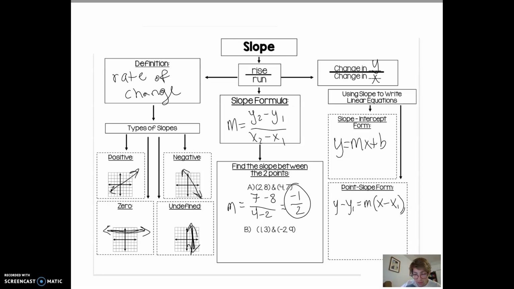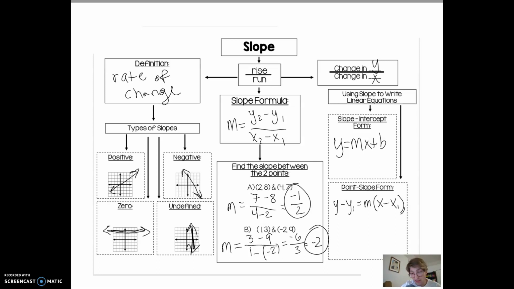Down below, I'll do the opposite order. Not that it matters. I'll pick 3 first this time. 3 minus 9 over 1 minus. This is a place where a lot of us make mistakes. 1 minus negative 2. 3 minus 9 is negative 6. 1 minus negative 2 is 3, and that simplifies to negative 2. So there is our slope.